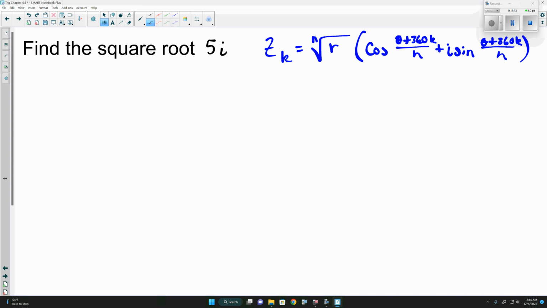Now, one of the first things we need to do is to rewrite this in polar form, or more specifically, find the value of r and theta. We don't really have to rewrite it out, but I do need the value of r and theta. And for us here, really we have 0 plus 5i, because we don't have an a value. It's understood to be 0. So when we find r, we're taking the square root of 0 squared plus 5 squared. So it'd be the square root of 25, which is just 5.